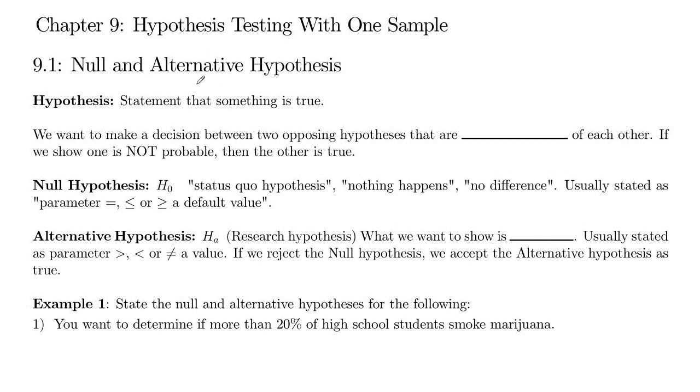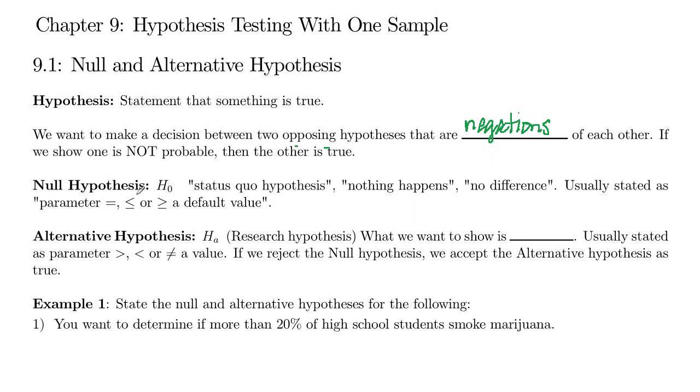So to start a hypothesis test, you have to have something called a null hypothesis and an alternative hypothesis. A hypothesis is just a statement that something is true. In this method of hypothesis testing, we try to make a decision between two opposing hypotheses that are negations of each other. So one of them has to be true, and if we show that one is not likely or not probable, then the other one will be true.